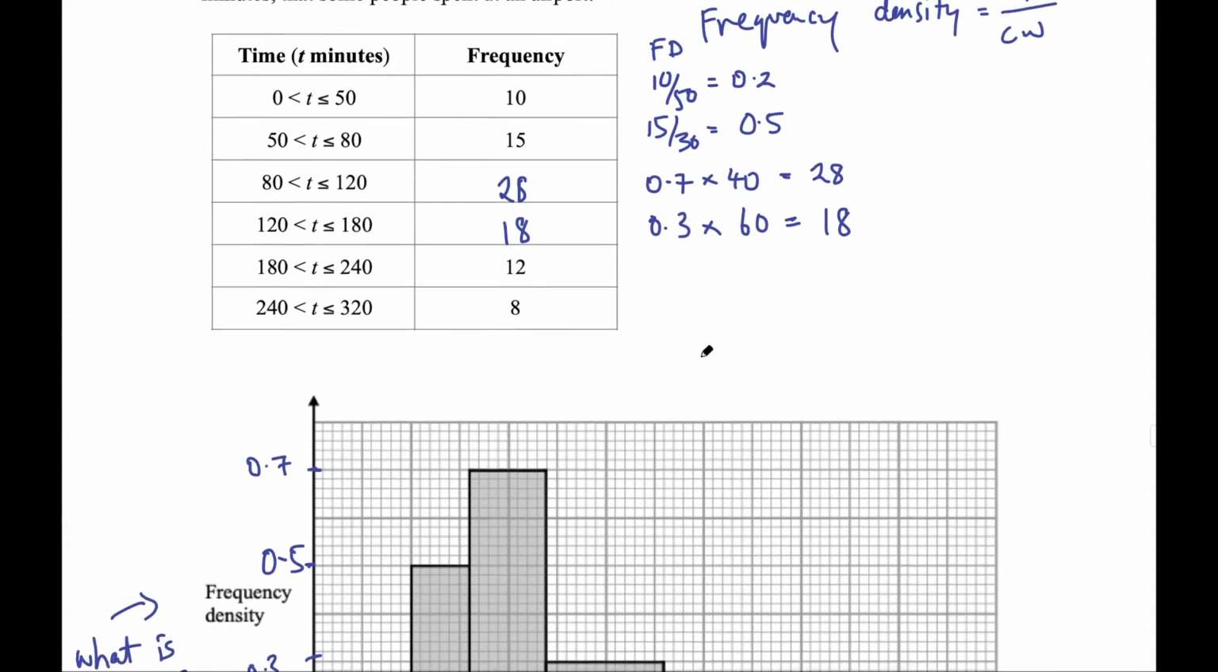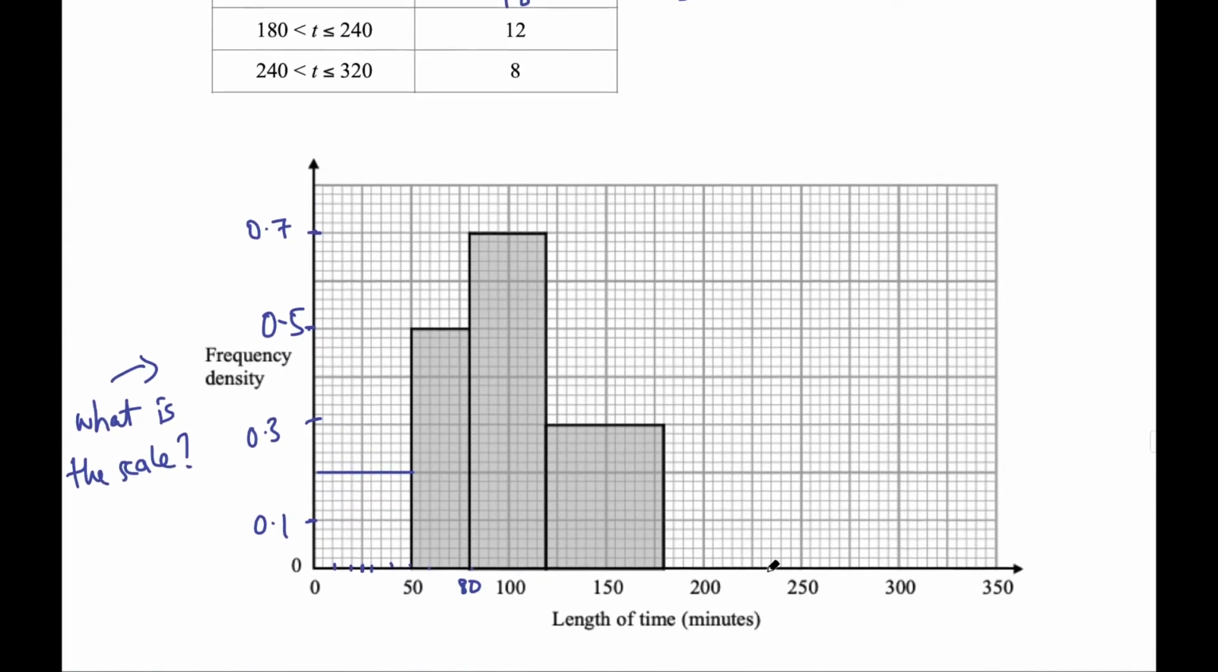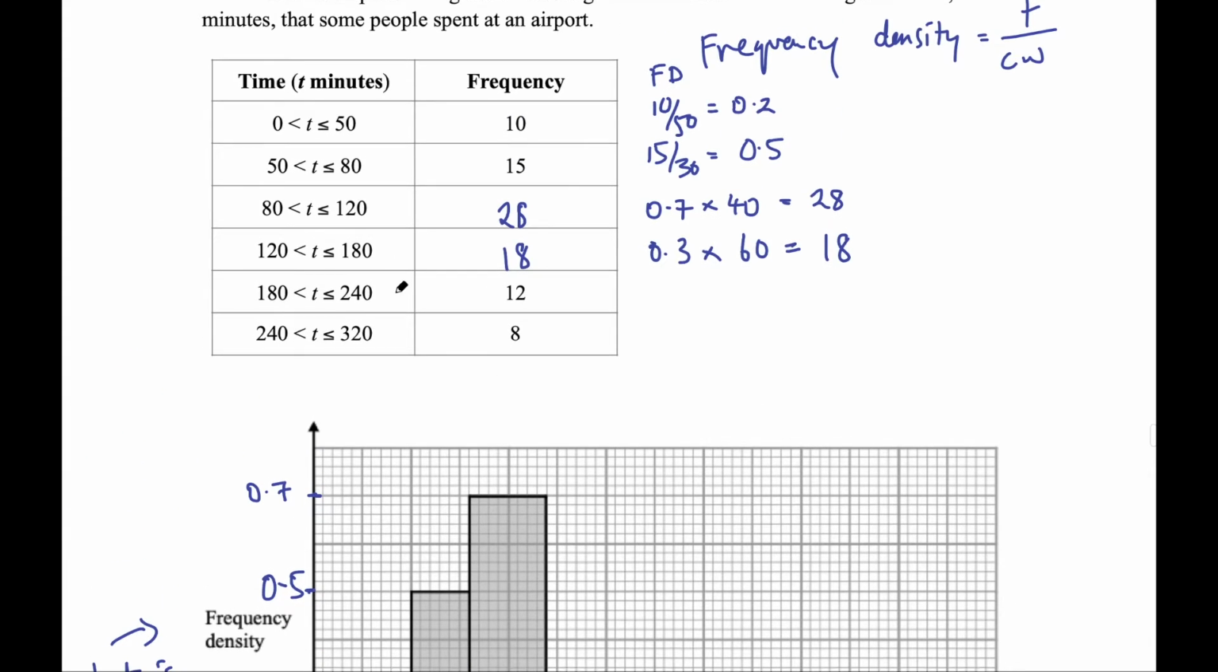Then the other ones, I need to work out the remaining bars on the end here. Class width here, 180 to 240 is 60. 12 over 60, I know 12 goes into 60 5 times, so this would be like 1 over 5. Again, this would be 0.2. And class width for the last one, 240 to 320, that's going to be 80. Okay, 8 on 80. Okay, that's a bit easier. 1 on 10 is 0.1.